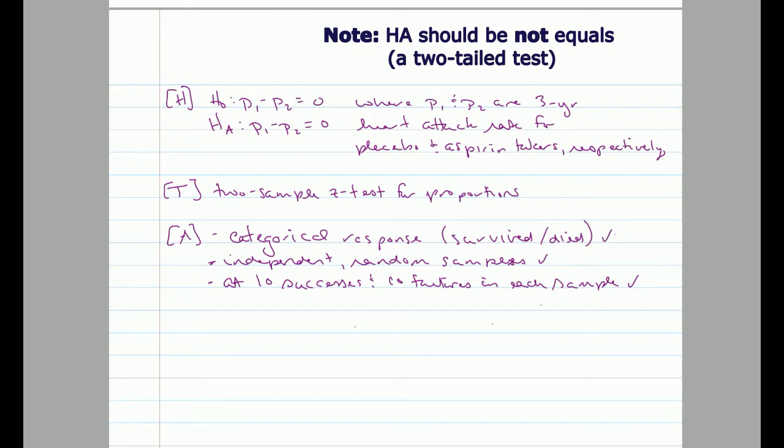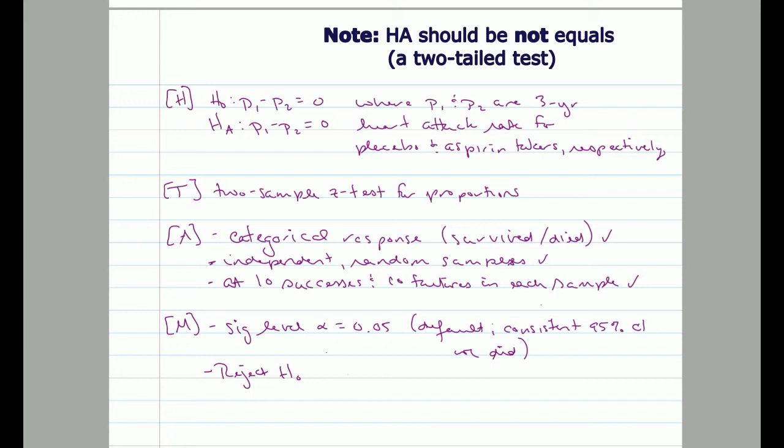The next step in any hypothesis test is mechanics, and here we're going to assume our significance level alpha equals 0.05. One, because this is our default, and two, this is also consistent with a 95% confidence interval that we just did. The next step is to state a rejection rule, and we're going to reject the null hypothesis that the two proportions are equal if our p-value that we find is less than the significance level. So if we get a p-value less than 0.05, we're going to reject that null hypothesis.